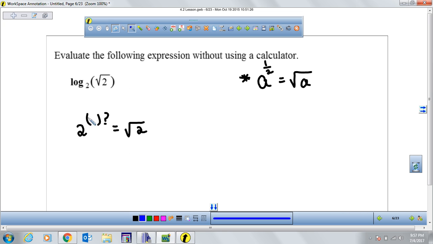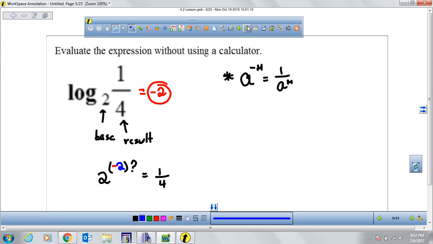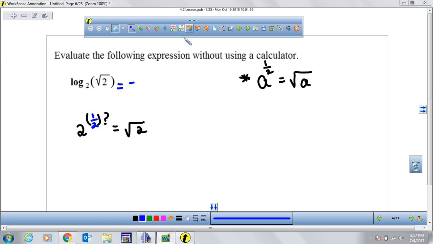So in this case, 2 raised to what power equals the square root of 2? 2 raised to the 1/2 power. So the value of this log is not going to be negative. It's going to be positive 1/2. And that concludes this question.